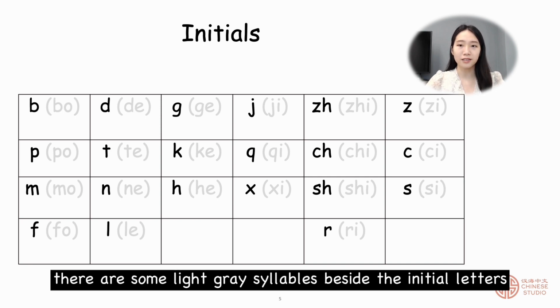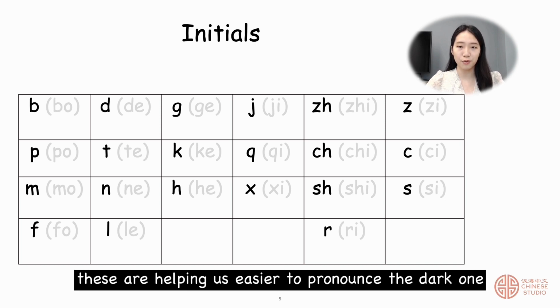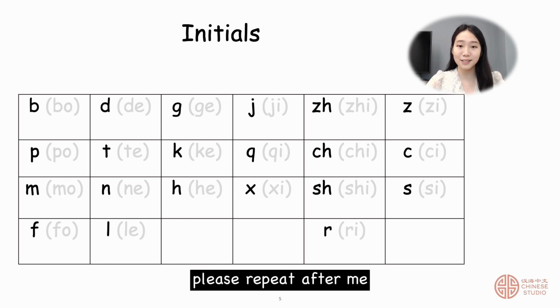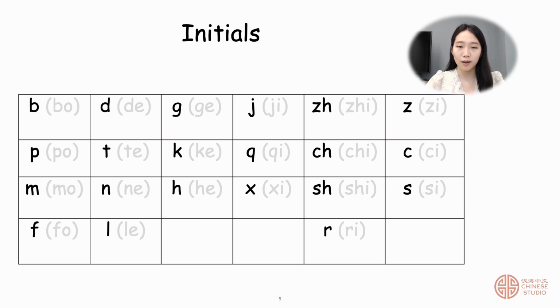As you can see, there are some light gray syllables beside the initial letters. These are helping us easier to pronounce the dark one. We will start from left side, the vertical line, alphabet, Bo. Please repeat after me. Bo, Po, Mo, Fo, De, Te, Ne, Le, Ge, Ke, He, Ji, Qi, Xi, Zhi, Chi, Shi, Ri, Zi, Ci, Si.